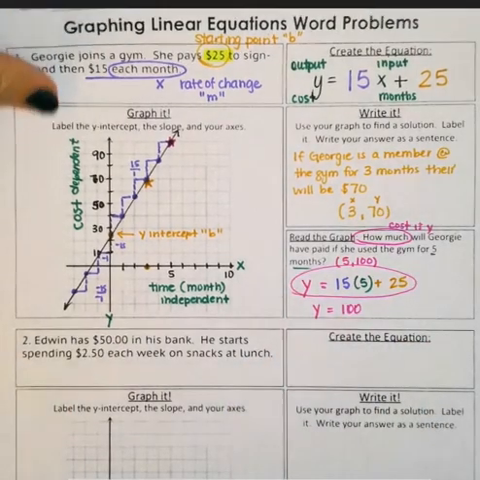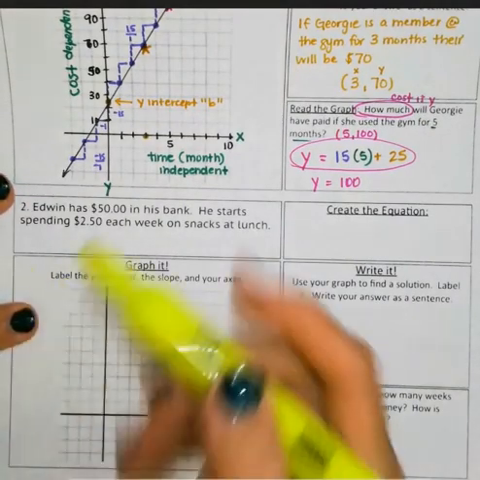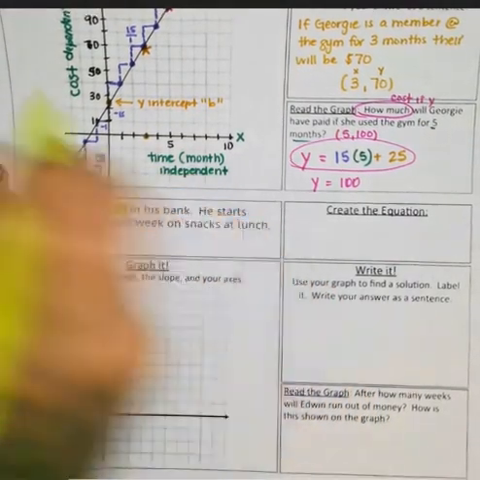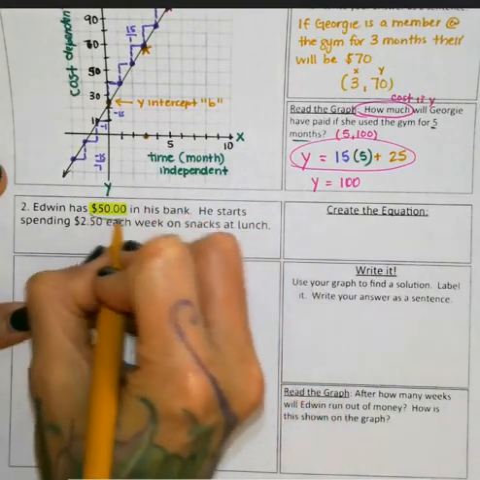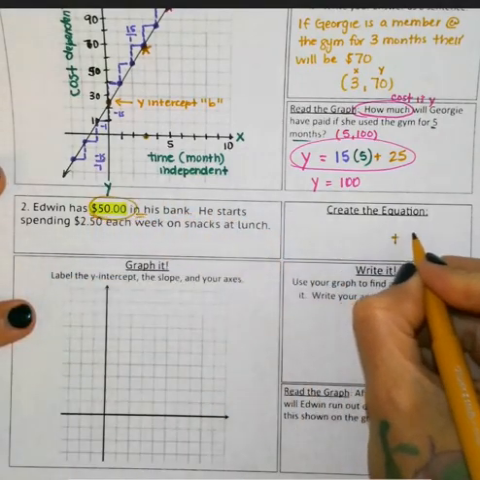All right, so number 2, Edwin has $50 in his bank, period. There is no gray area. That means we have $50. That is what we are talking about. We're starting with $50. It's in the bank. So he has $50 in the bank.